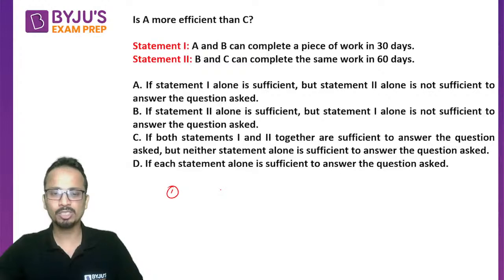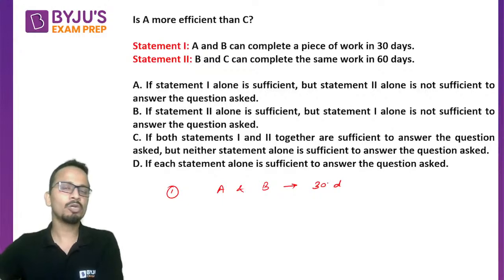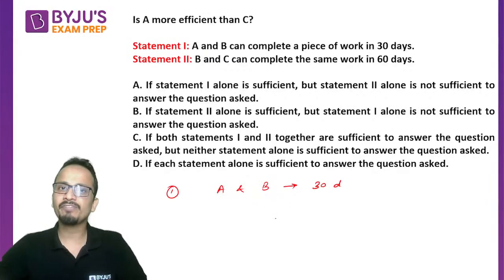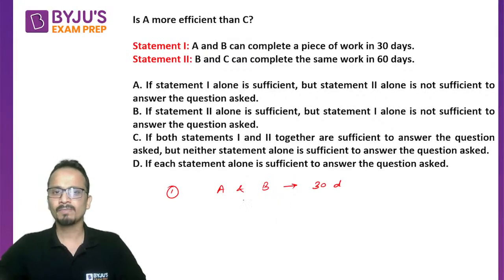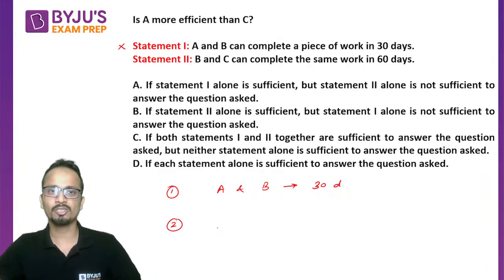All right, let's quickly solve this. A and B can complete a piece of work in 30 days. A and B together in 30 days. Now they want the comparison between the efficiencies of A and C. Obviously C is not mentioned in the first statement, so it is not sufficient alone to answer the question.